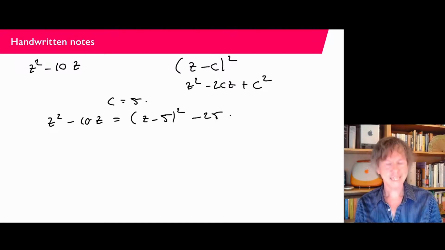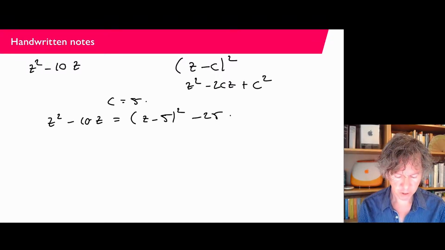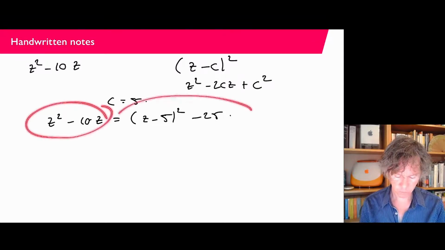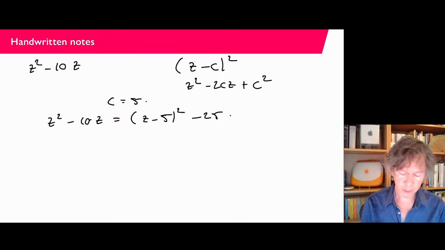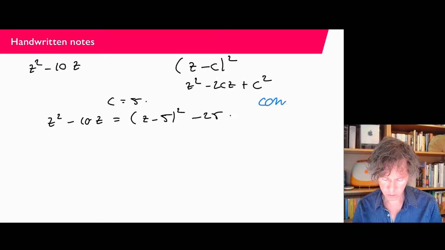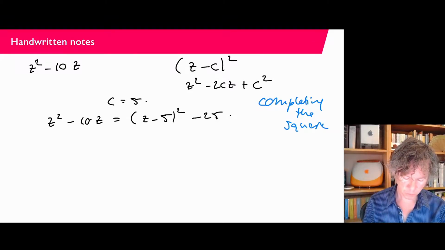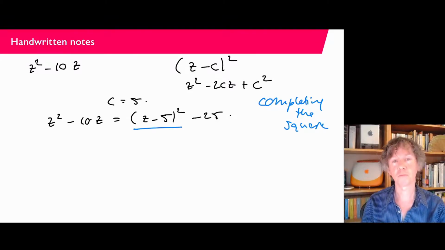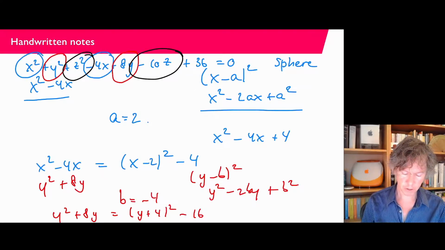This thing, what I did here, so basically this rewriting from here to here, that is called completing the square. So this is the square that has been completed then. So let's wrap up what we found. I'm going back to the previous slide for a sec.